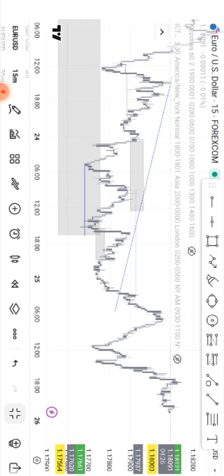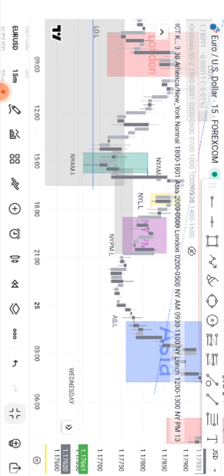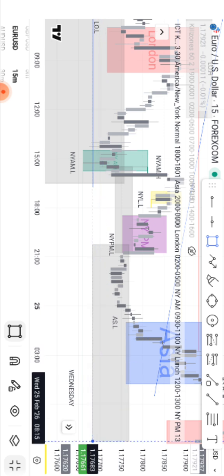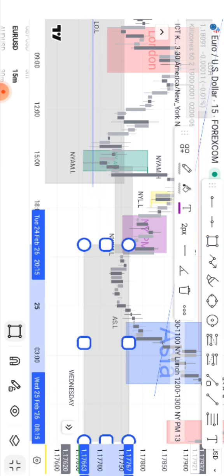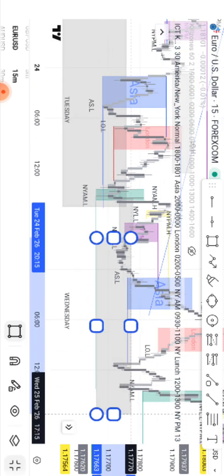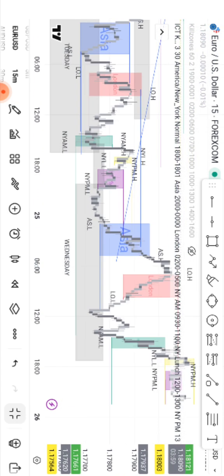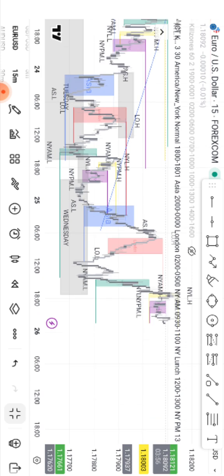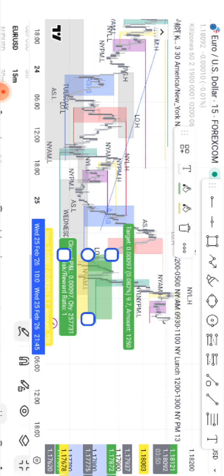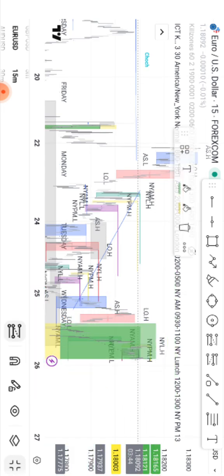After that, I was not eager to buy because, like I said, this is another level of support and it's right below the Asian low. So I waited for price to come back and sweep the Asian low completely before I got an entry here. After clearing the liquidity on the Asian low, I entered my long and set my targets here at the overall high I'm targeting.